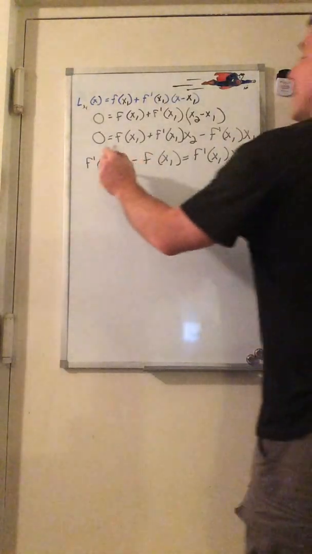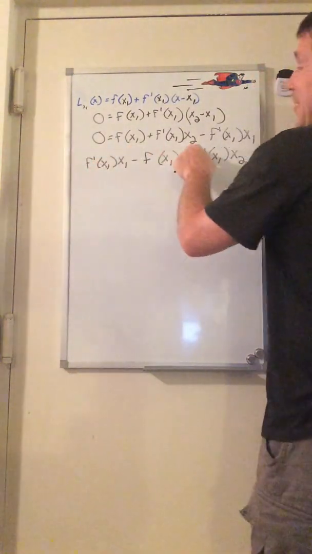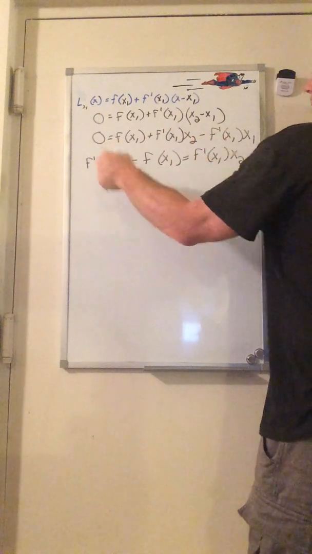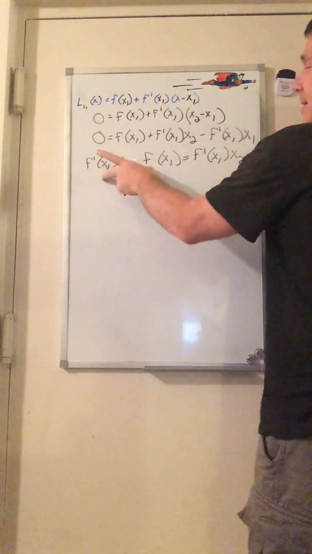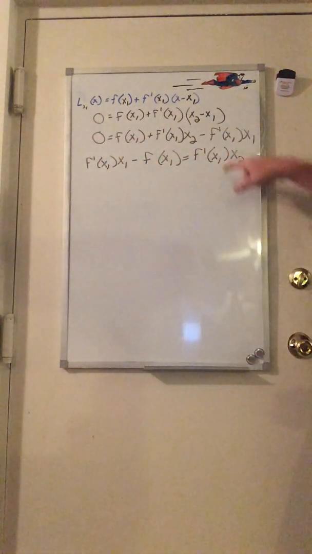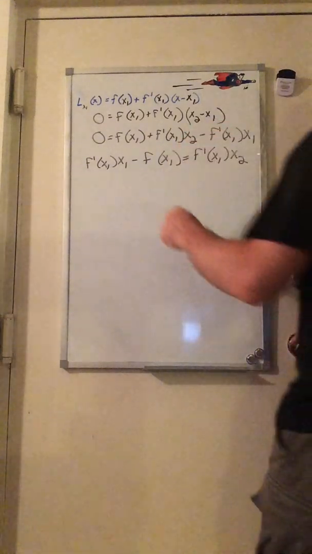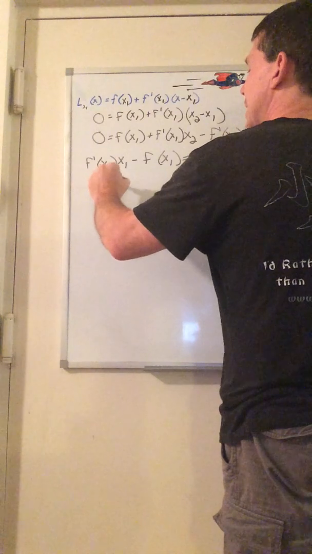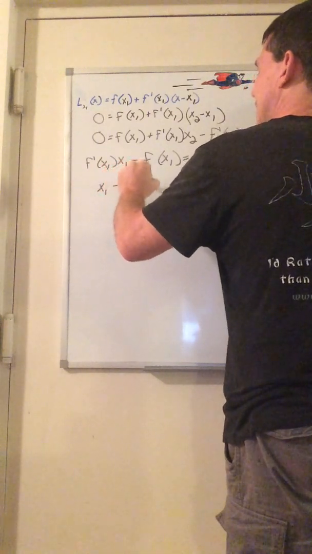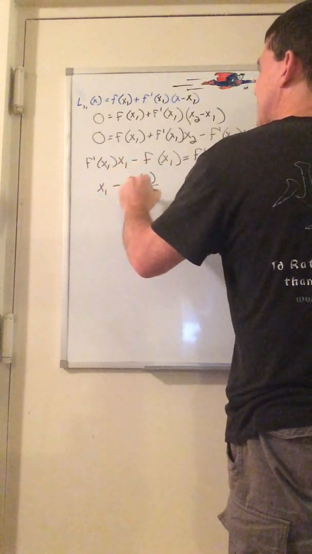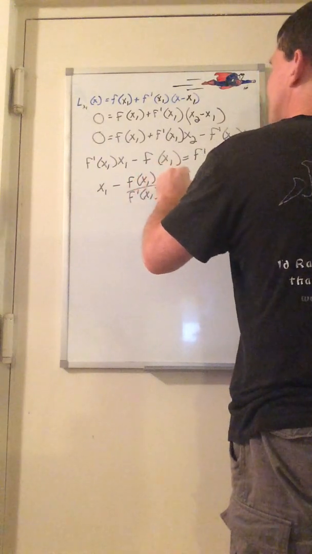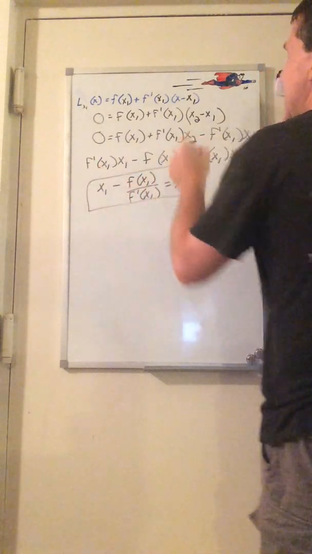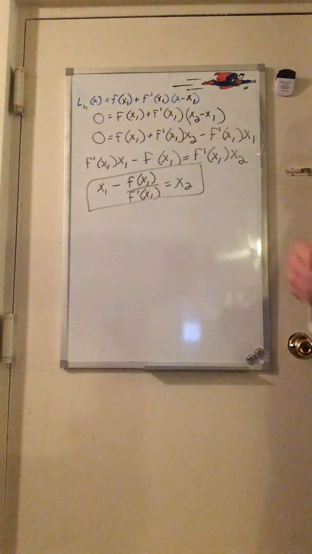And again, don't get lost in the algebra. I'm just solving for x sub 2. I added this, then I subtracted that. And this is what I was left with on the right. Now divide by f prime of x sub 1. Here, they'll cancel, and I'll just be left with x sub 1 minus f of x sub 1 over f prime of x sub 1 equals x sub 2. And now I have a way to find x sub 2.